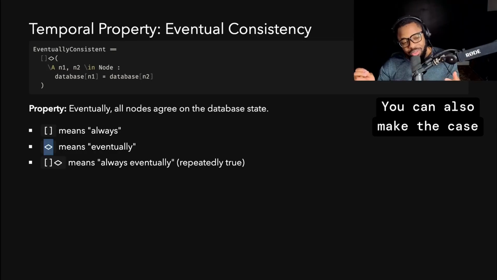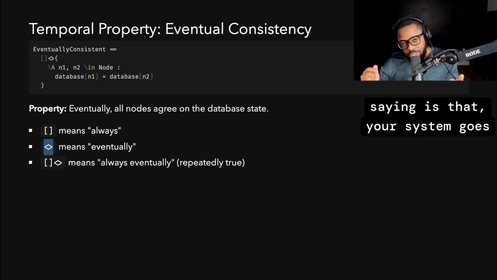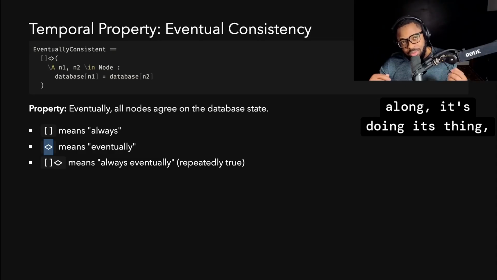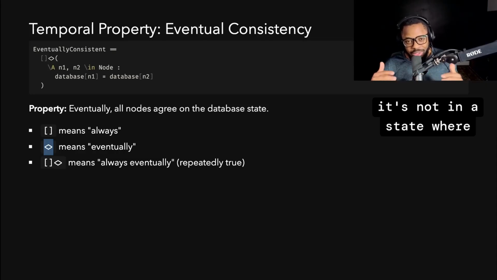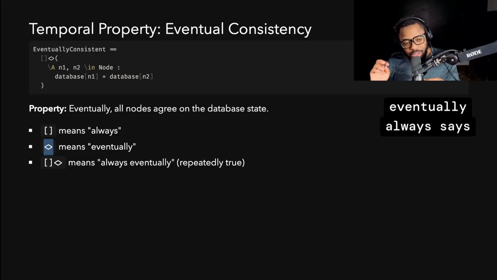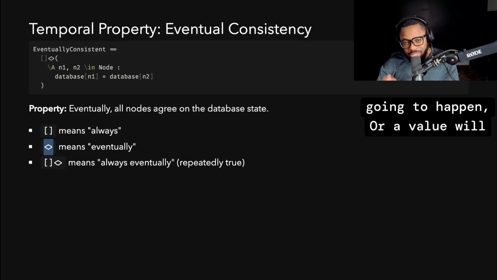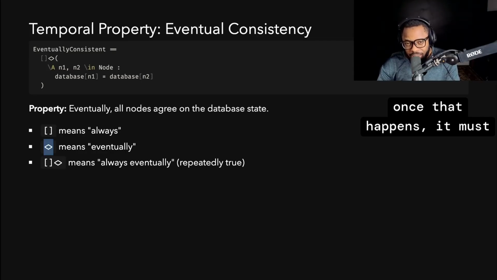You can also make the case for eventually always. In that case, what you're saying is that your system goes along, doing its thing, having fun or not because things are going wrong. It's not in a state where you can say that things are, quote unquote, stable. But eventually always says that eventually something's going to happen, or a value will be set. Once that happens, it must stay that way.